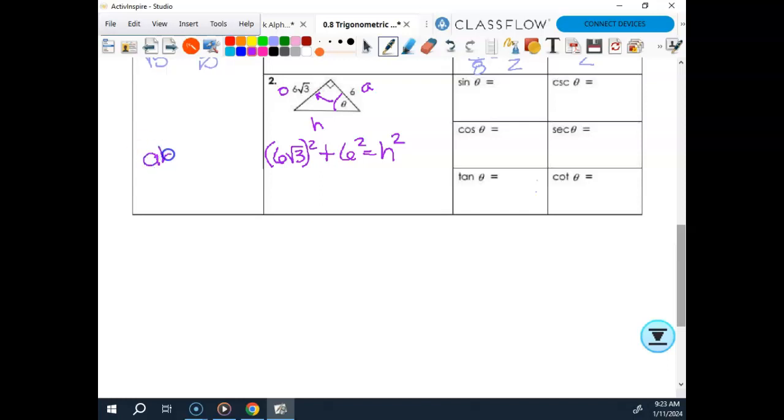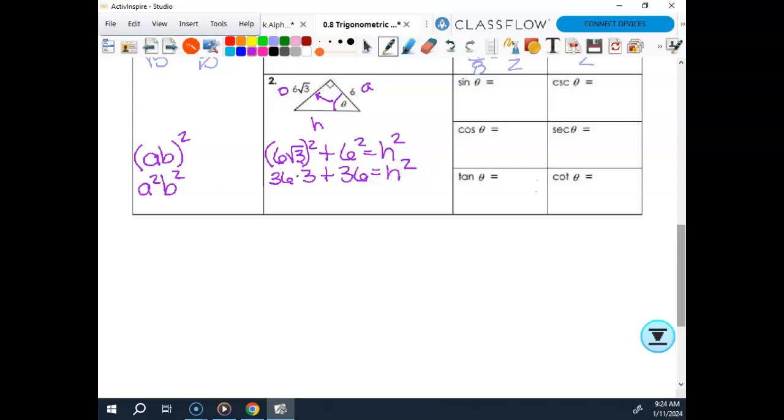When we talked about exponent rules, if I have a times b quantity squared, that is a squared times b squared, right? That makes sense? That's what you have to do here. This is a, this is b. What is 6 squared? 36. What is the square root of 3 squared? 3. So that's 36 times 3 plus 36 equals h squared.